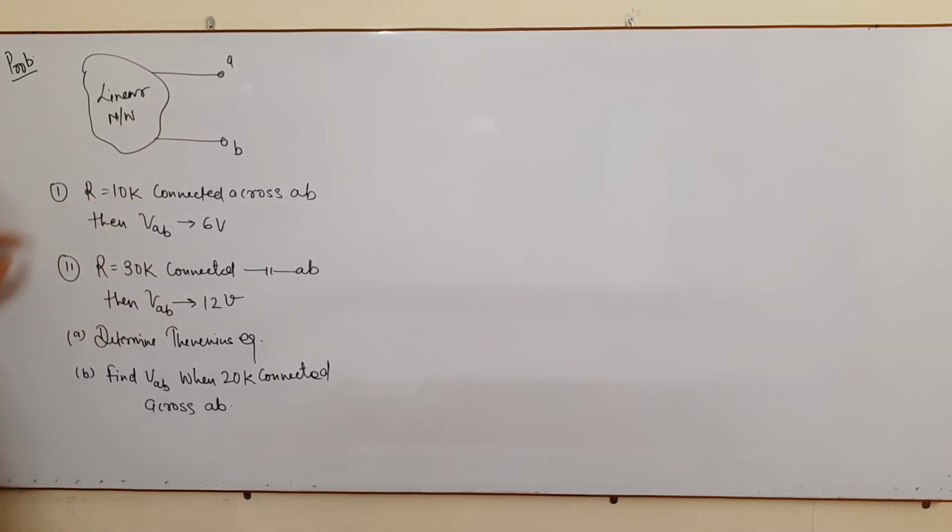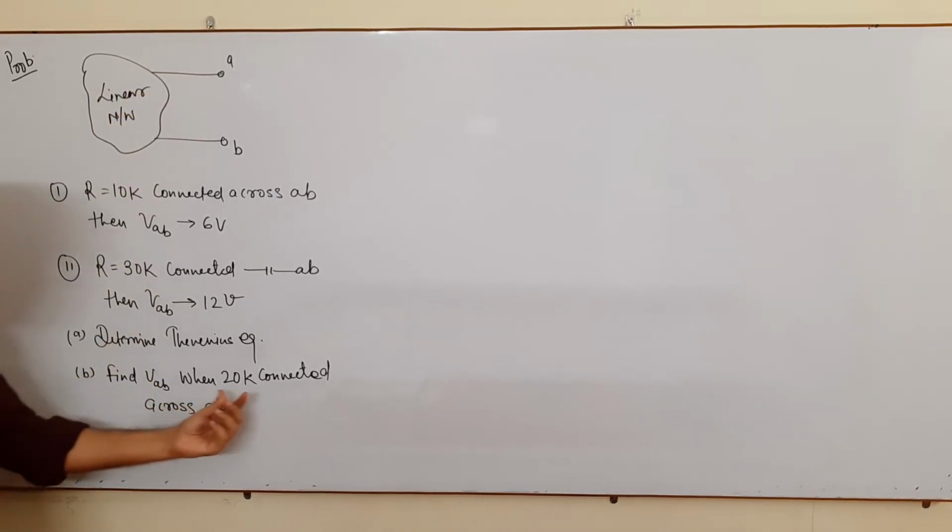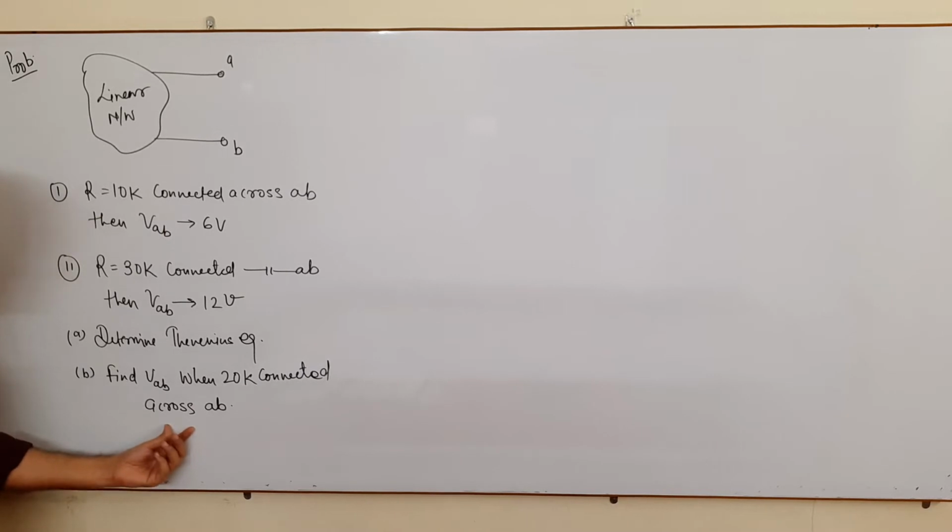With these two conditions, it was asked that you have to determine the Thevenin equivalent of this network. We don't know what that network is, but you have to find the Thevenin equivalent of this network. The second part asks that you have to find the value of VAB across this terminal when a 20 kilo ohm load is connected across AB. So this is the question. I think you understand.